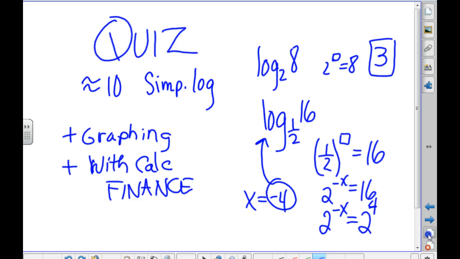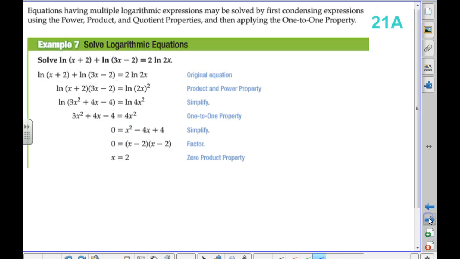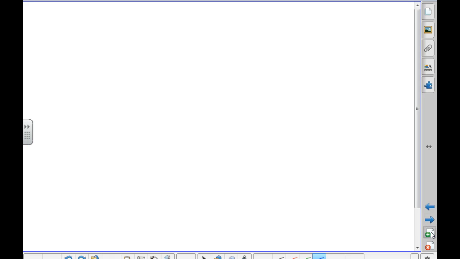I'm going to talk about the graphing ones. I just want to put that on a separate slide. Okay. You have to graph something like this.